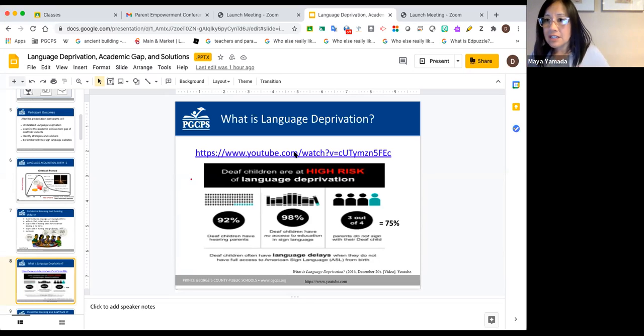Everybody's different, but you know your child best, and you will know if your child does need sign language. And we'll talk about that more later. Okay. And then in addition, you see that 98% of deaf children do not have access to sign language in school.